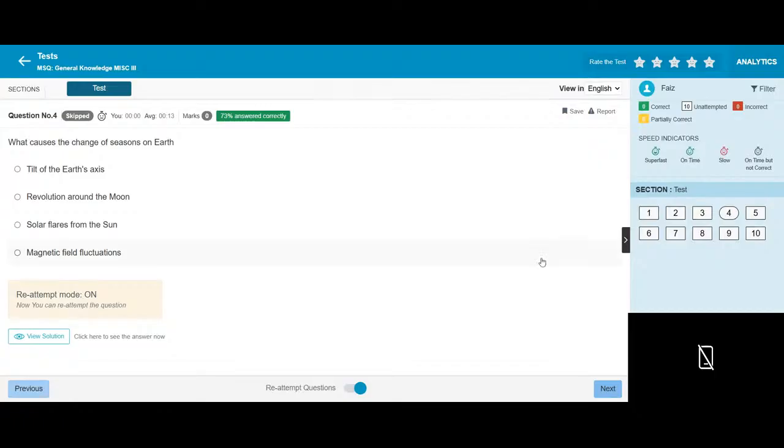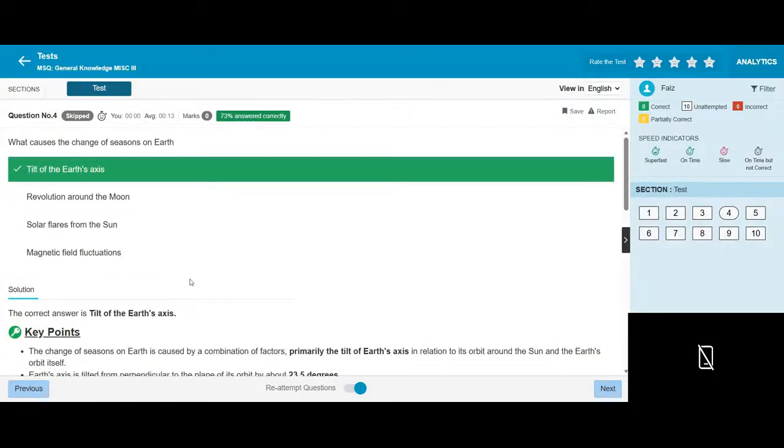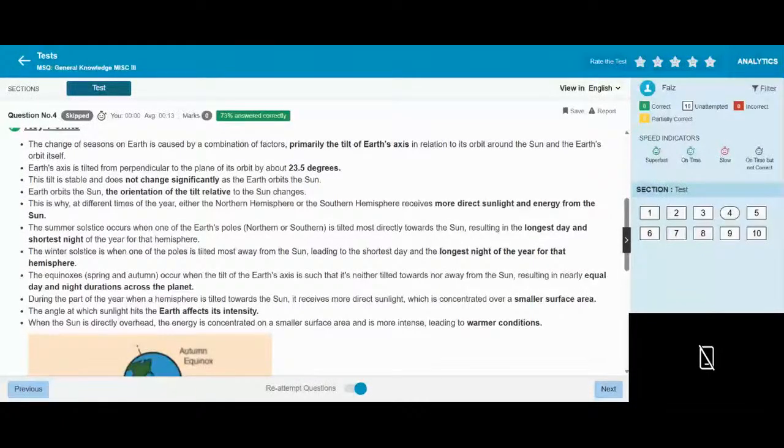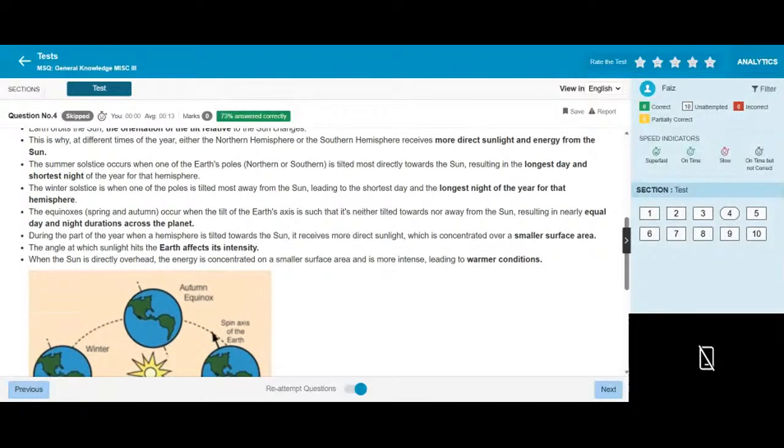What causes the changes of the season on Earth? Tilt of Earth's axis. The change of seasons on Earth is caused by a combination of factors, primarily the tilt of Earth's axis. Earth's axis is tilted from perpendicular to the plane of its orbit by around 23.5 degrees. This tilt is stable and does not change significantly as the Earth orbits the Sun. As Earth orbits the Sun, the orientation of the tilt relative to the Sun changes. This is why at different times of the year, either the northern hemisphere or southern hemisphere receives more direct sunlight and energy from the Sun.